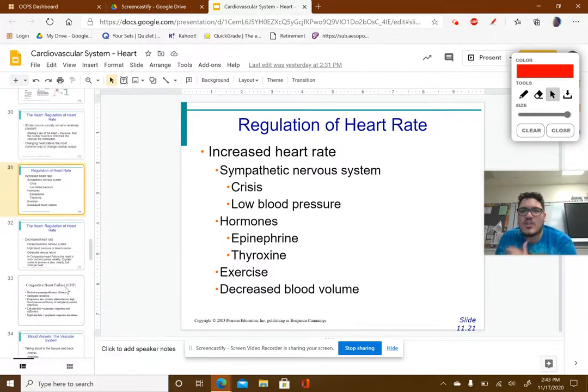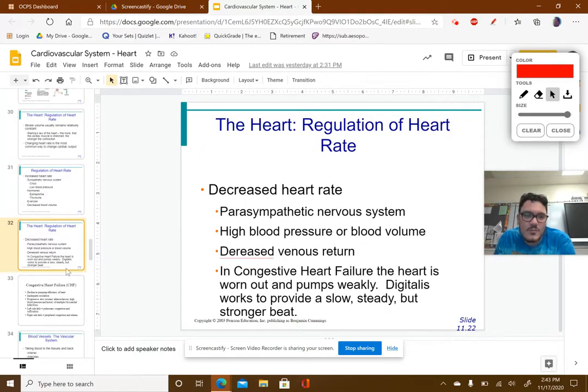Okay, regulation of heart rate. A lot of this stuff is honestly a preview of future units. For instance, the sympathetic nervous system is all about your fight or flight response. We're going to learn about that down the line. Hormones like epinephrine and thyroxine, we'll learn about in the endocrine system. And then of course, exercise and decreased blood volume can also increase your heart rate.